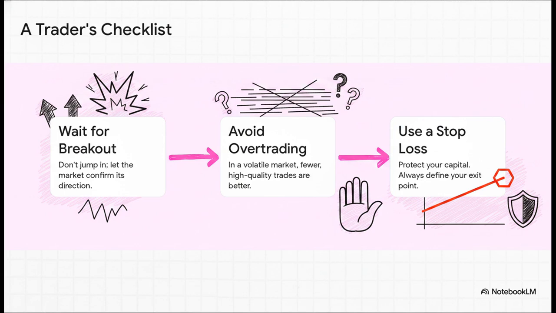Rule number 1, wait for the breakout. Seriously, don't try to be a hero. Let the market show its hand first. Rule number 2, avoid overtrading. When things get this choppy, it's all about fewer high-quality trades. And rule number 3, the golden rule of trading. Always, always use a stop loss. You have to protect your capital, no excuses.